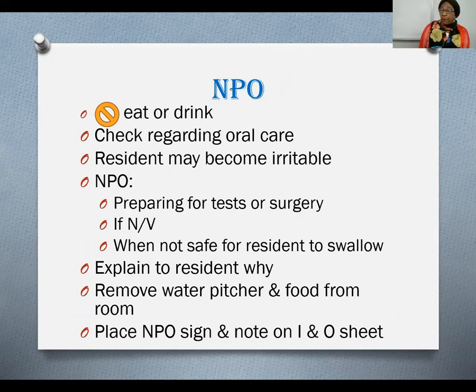Remove the water pitcher and food from the room. It's very tempting. They are NPO, nothing by mouth, and then you leave a pitcher of water or some food in their room. They'll feel hungry, most likely they'll eat it because they'll figure, well, nobody's going to know, right? And then place an NPO sign and note it on the I&O sheet. Usually there's a little sticker by the door to say NPO. Any healthcare provider who comes and looks at that will know, oh, this resident is not to have anything by mouth. If you do not put that on there, somebody walks in and says, oh, Mrs. Smith, you don't have any water, I'll go grab it for you. So it's always very important that you put a sign.